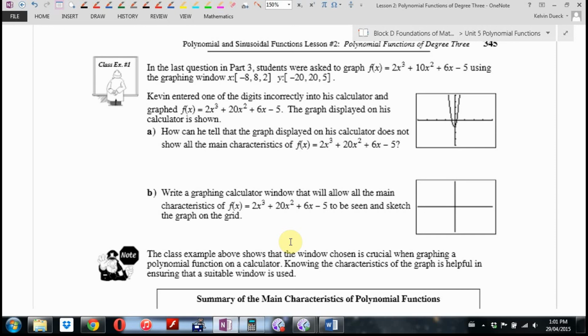So look up. A student graphed this, but here's what the calculator said. How do they know this has to be wrong? Where did they probably make their mistake? What are they almost certainly missing? The x to the power of what? They've almost certainly made an x cubed mistake. So if you know you're getting the wrong answer, you can go hunting for where you made your typo.